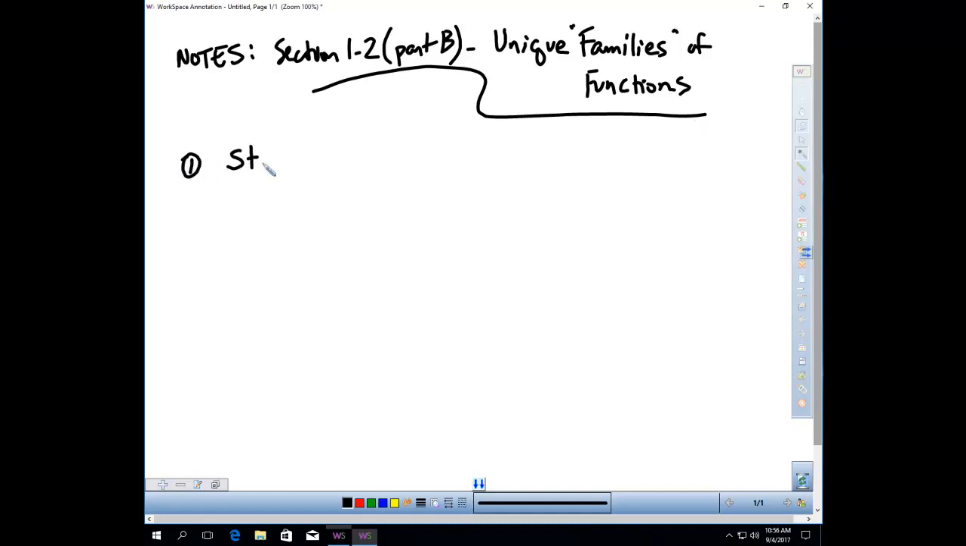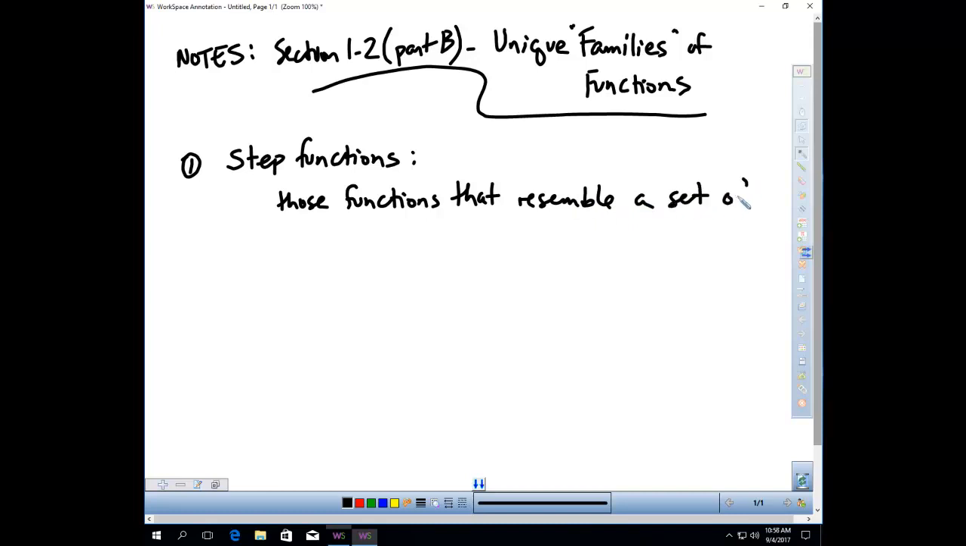The first kind of function or family of function is what we call step functions. And step functions are just any kind of function that when you graph it, it resembles a set of stair steps. So you think about in your mind what stair steps would look like. All right, either steps going up or steps going down. Okay, so that's just what a step function is.